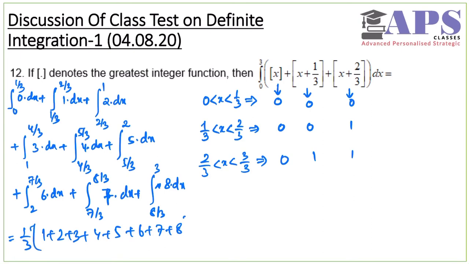Okay, first term is 0 and the remaining terms. So this is giving us 12. So correct option is 12 here. It's an integer type question.